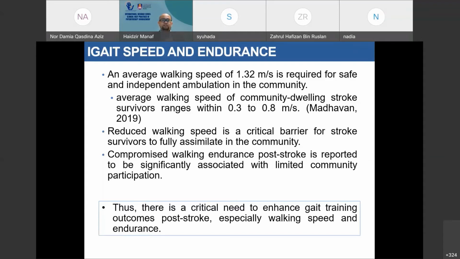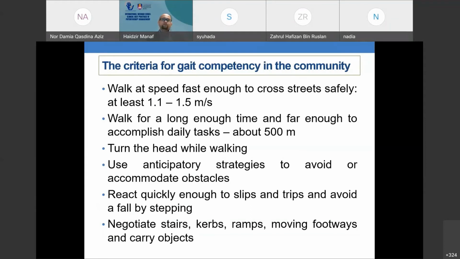walking speed and endurance. So the criteria for gait competency in the community: at least the patient is able to walk at a speed fast enough to cross the street safely, at least between 1.1 to 1.5 meters per second. They are able to walk long enough and far enough to accomplish daily tasks, about 500 meters. Able to turn the head while walking. Use anticipatory strategies to avoid or accommodate obstacles. React quickly enough to slips and trips and avoid a fall by stepping. They should be able to negotiate stairs, curbs, ramps, moving foot away, and carry objects.